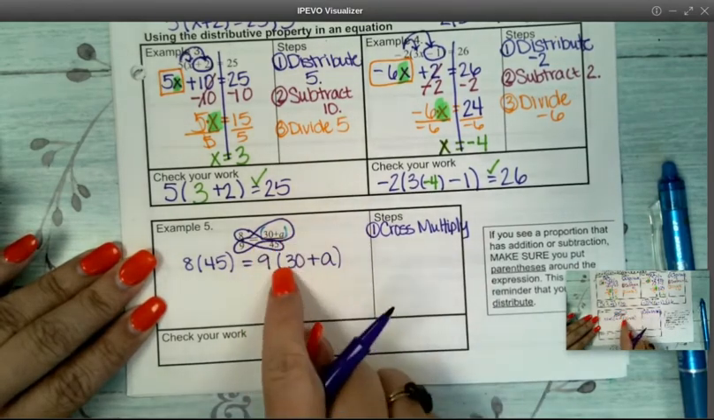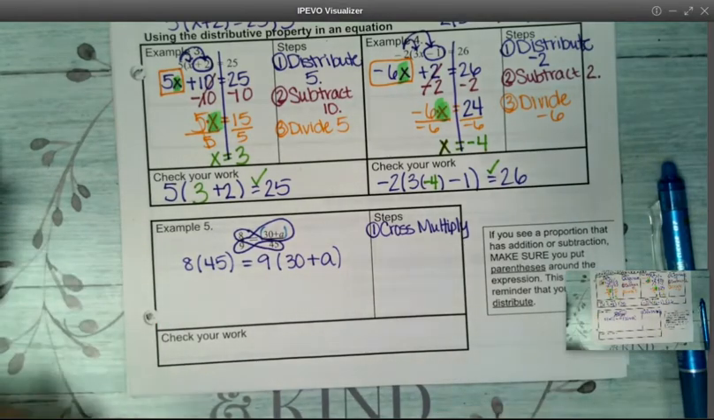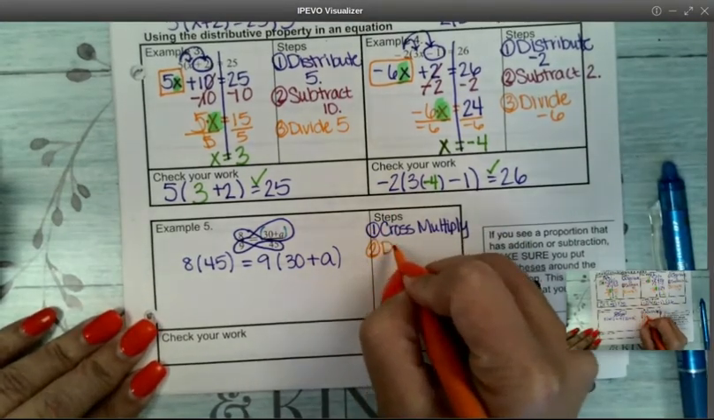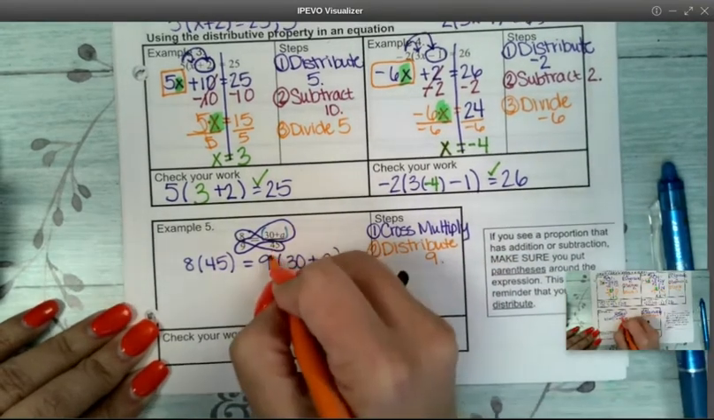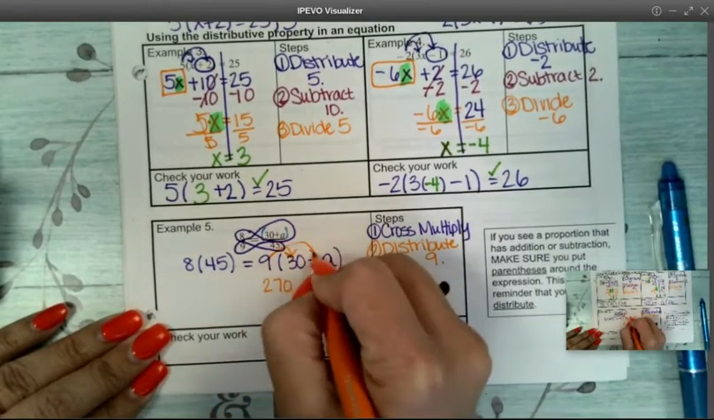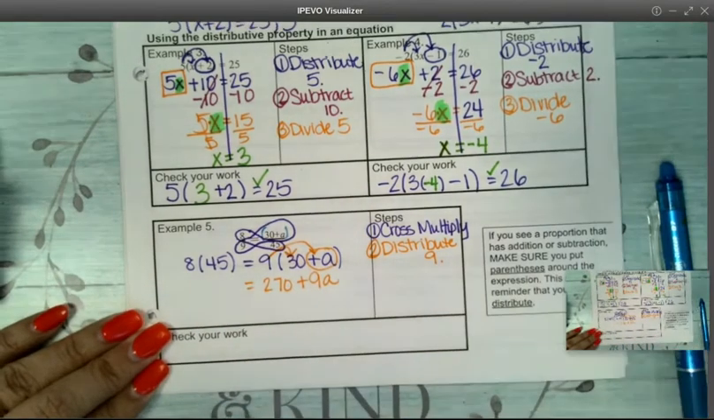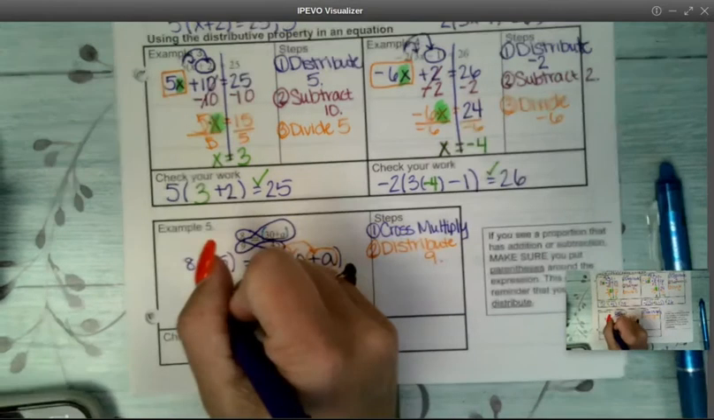And since I put that in parentheses, I'm going to continue to leave it in parentheses. And again, that will remind me to go ahead and do the distributive property. So the next step will be to multiply and distribute. Distribute 9. So 9 times 30 is 270. And 9 times this positive 1a is a positive 9a. That's equal to, and then 8 times 45. You can easily just type that in the calculator, and you're going to get 360.